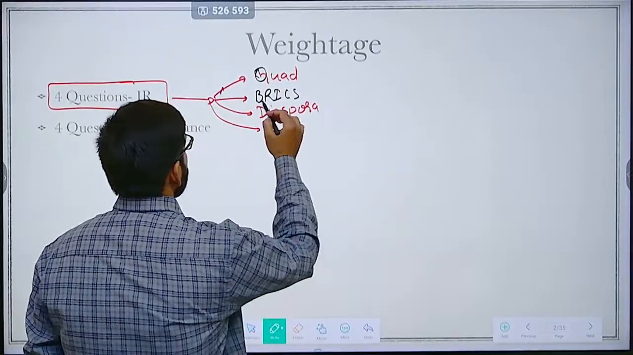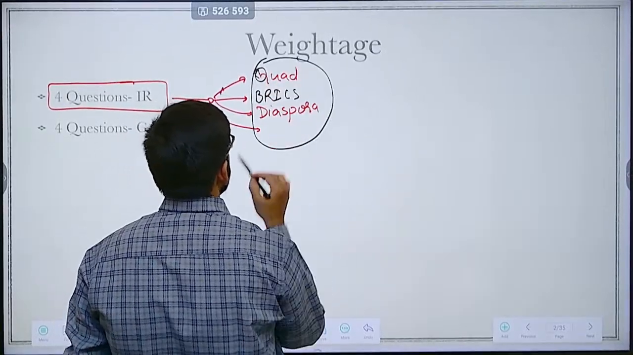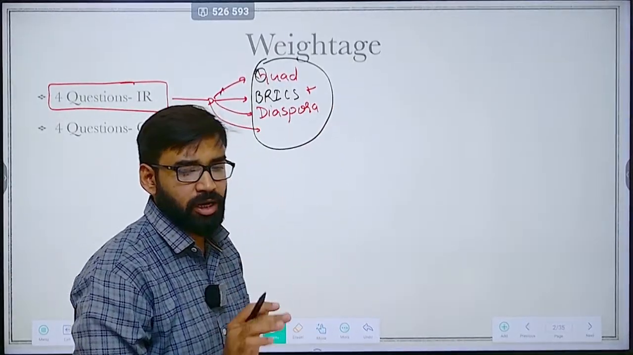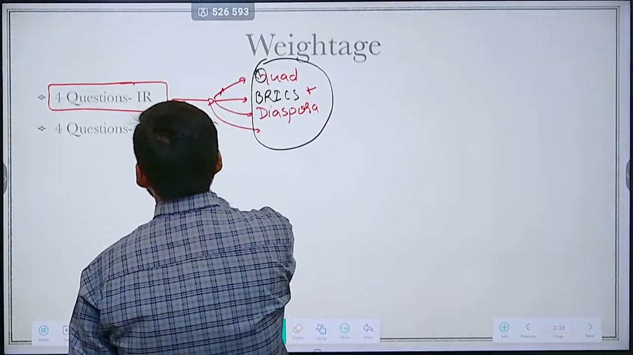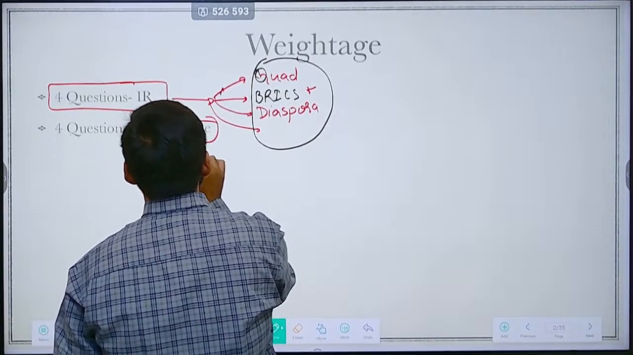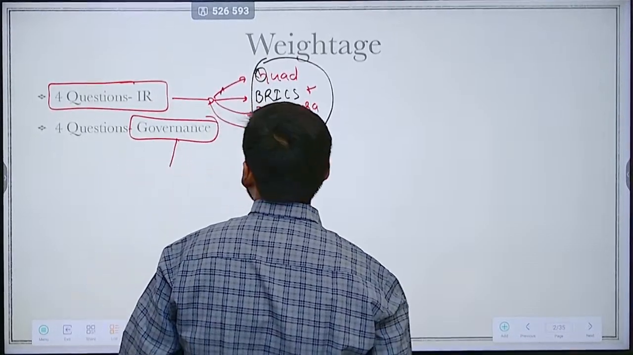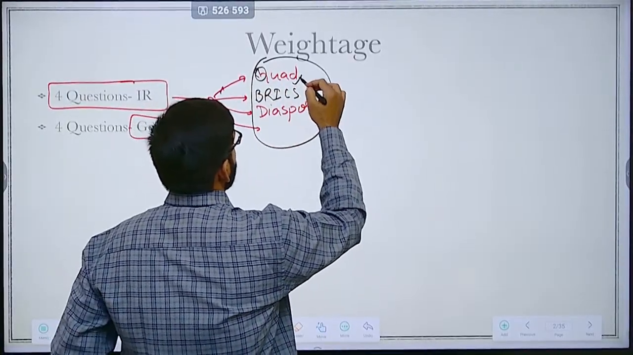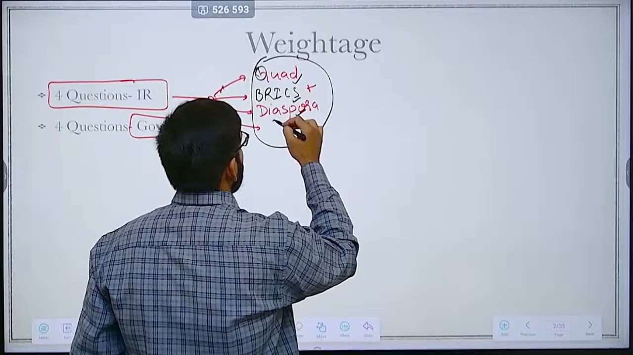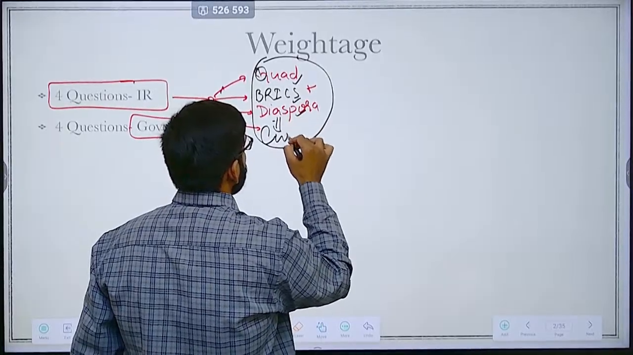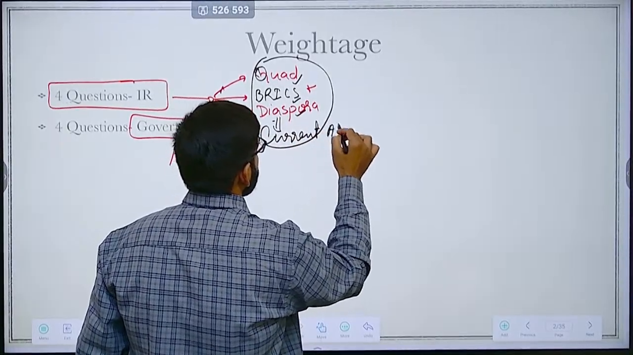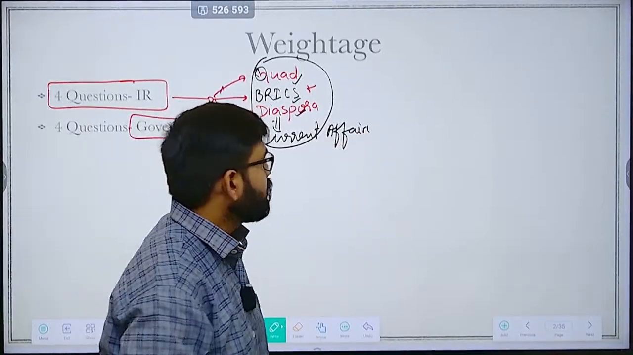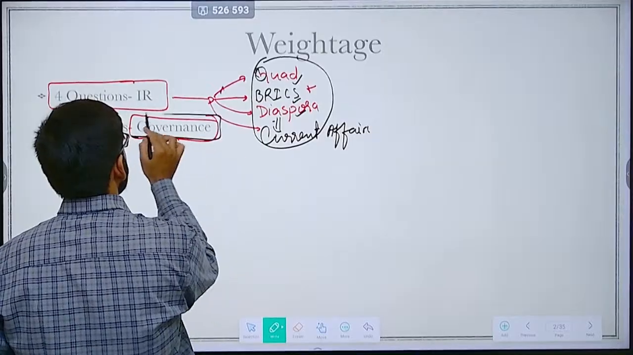So based on these things, BRICS plus, these kinds of things are there. Then they have also asked 4 questions from governance on different topics. So this time UPSC's main focus was on QUAD, BRICS, diaspora, and all these events are related to current affairs. So first we are going to discuss the questions from governance.